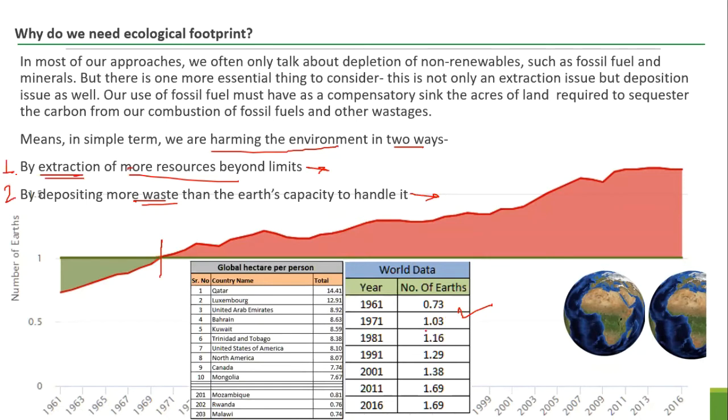Okay, so whatever resources can be supported, we are extracting more than the Earth's capacity from the year 1970, and it has been increasing year after year. So we are consuming more resources than the Earth's capacity. And currently, this is the latest figure. In the year 2016, we are consuming almost 1.7 Earths. So we are drawing more from the resources of the Earth. That is not a good thing for a long-term view.